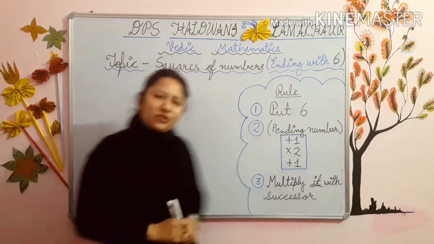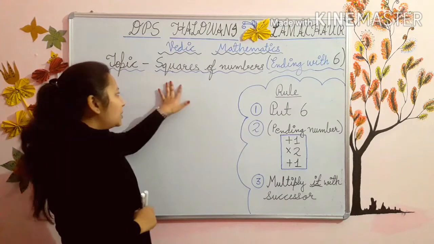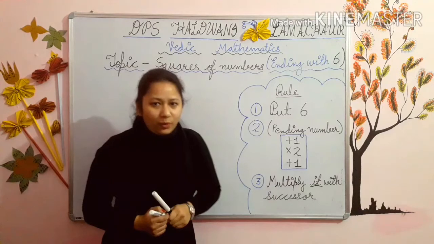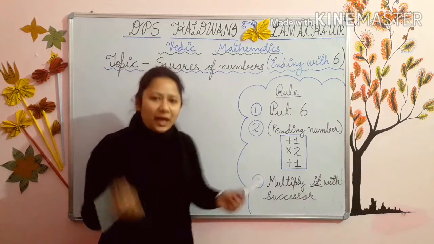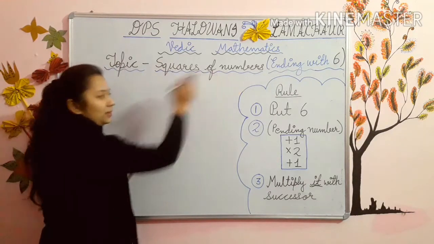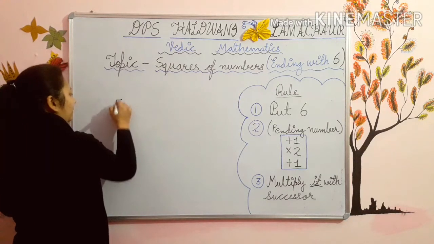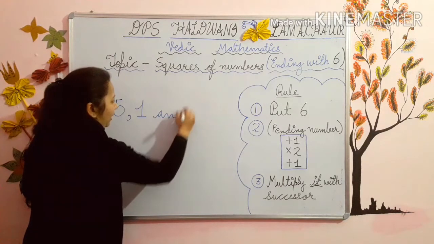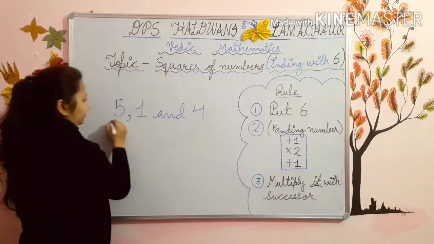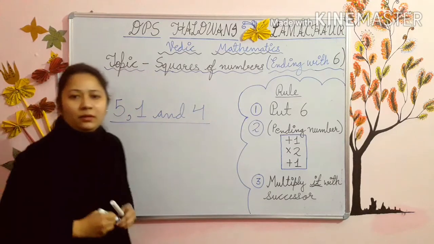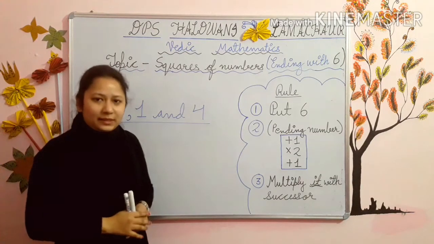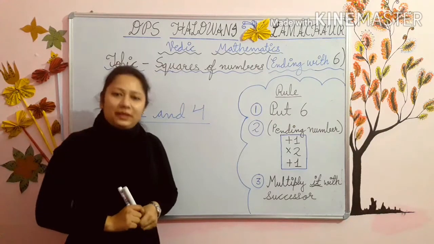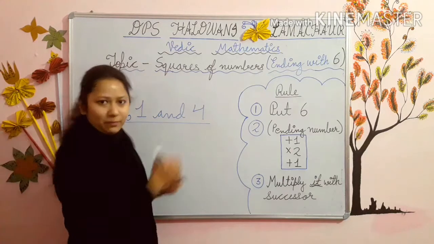So students, our today's video topic is squares of numbers ending with 6. As you know, in our last videos we have discussed squares of numbers ending with 5, 1 and 4. So now today we will discuss squares of numbers ending with 6, and with this we will complete this topic.